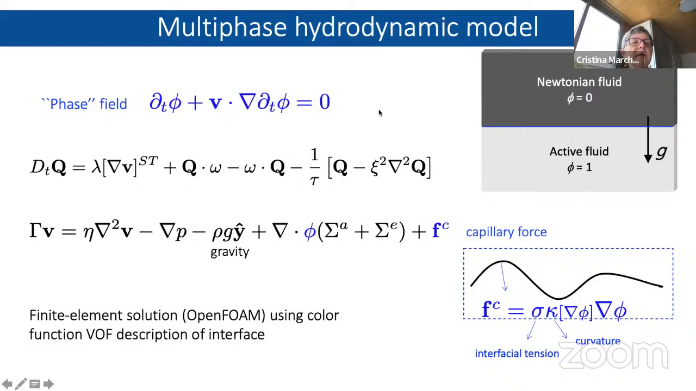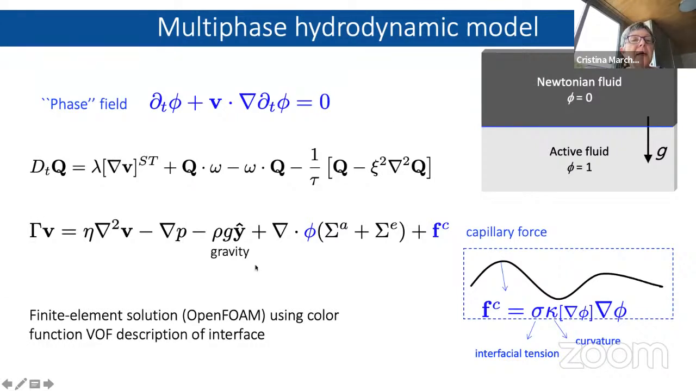So to do that, and this is also a fairly well-established model, I should say, we introduce a phase field, which is simply advected by flow. Actually, this is not supposed to be a time derivative here, just a bad cut and paste job. This is just gradient of phi. So we introduce a phase field phi that is 0 in the Newtonian fluid and 1 in the active fluid, and this is advected by the flow. So this phase field is really just a way of keeping track of our two fluids, if you like.